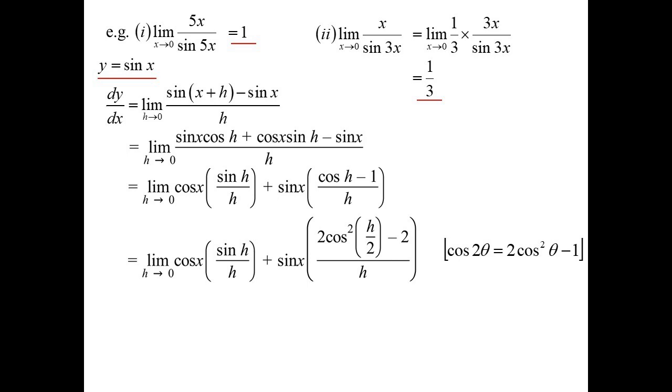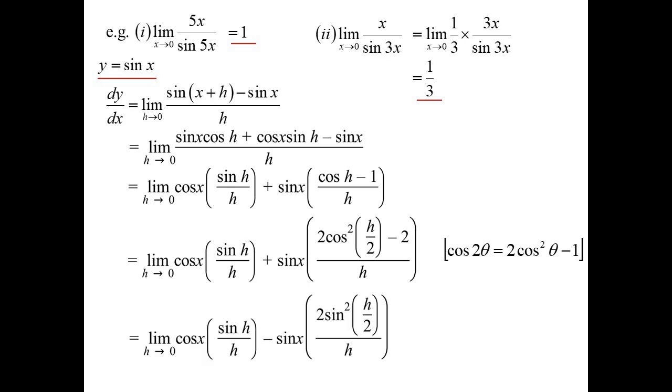Well, that will be 2 cos squared minus 1, but I have another minus 1 there, so it becomes 2 cos squared minus 2. How's this going to help me with our limits? Cos squared minus 1 is sine squared, so 2 cos squared minus 2 must be 2 sine squared. Now we're getting closer to having something we can work with.